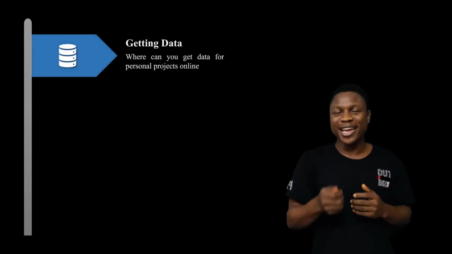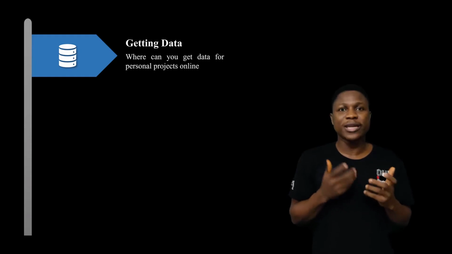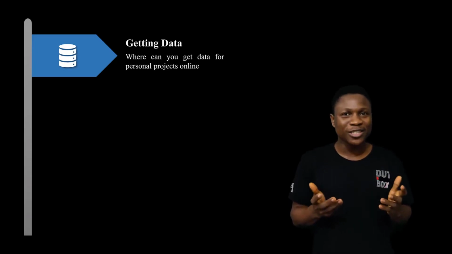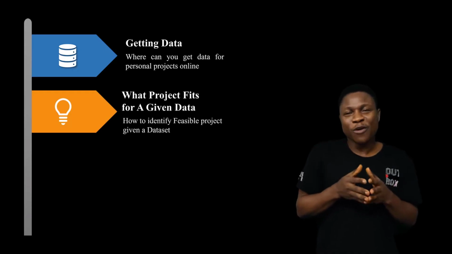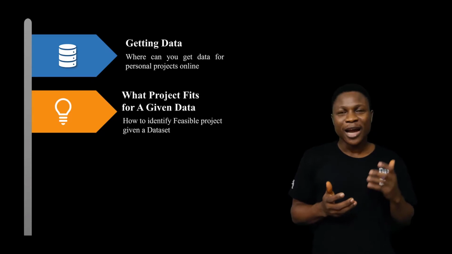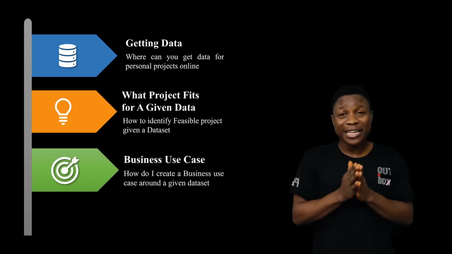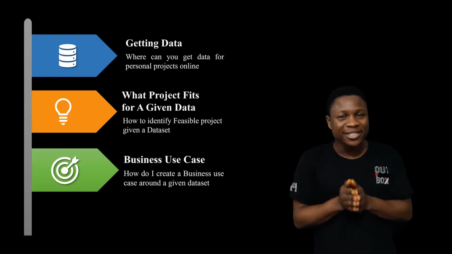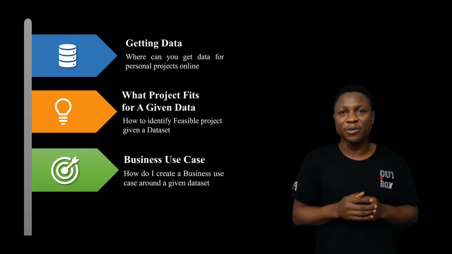In this video and modules, we're going to be addressing a whole lot around your learning journey. First, where do you get the data for your project? People are looking for data, but where do you get this data you can work on as a project? Number two, how do you know the kind of project you can work on based on the data you have with you? And lastly, how do you create a business use case around that data so that you can actually address a business need at the end of your personal project or portfolio, the portfolio you are building?